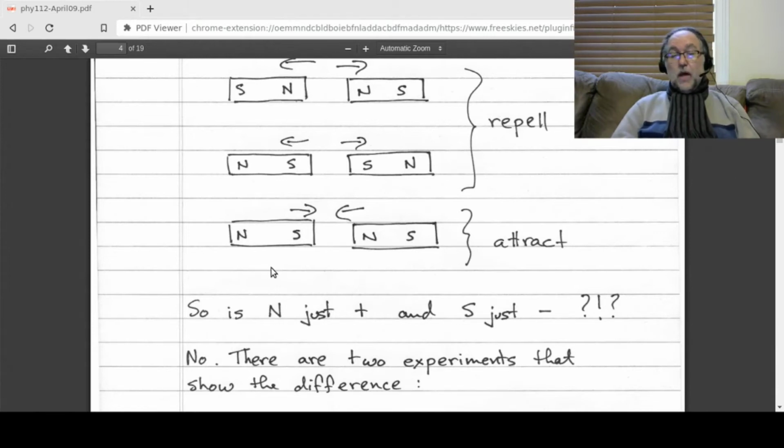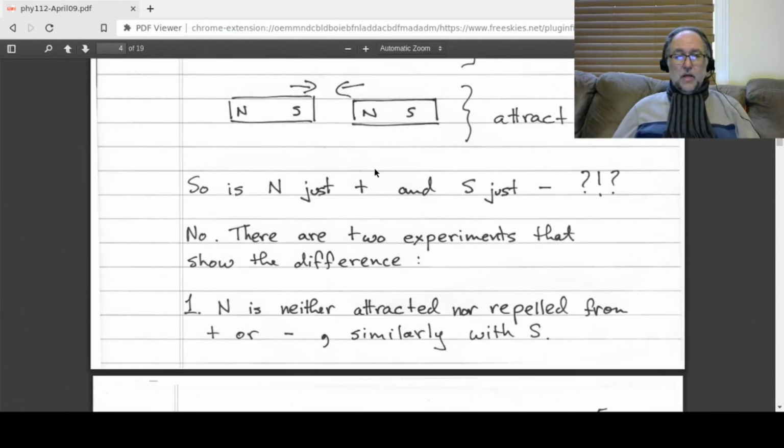And the answer is actually no. They are quite different. Okay, and there are two experiments. There's probably more, but just two experiments that I could easily describe to you to prove that north and south are not positive or negative. So the first is if you just take north, it's neither attracted nor repelled by a negative charge. Okay, so you could have a north pole and you bring a negative charge or a positive charge near it, and it doesn't attract or repel it. And it's the same thing with the south pole. The south pole is neither attracted nor repelled by a charge.